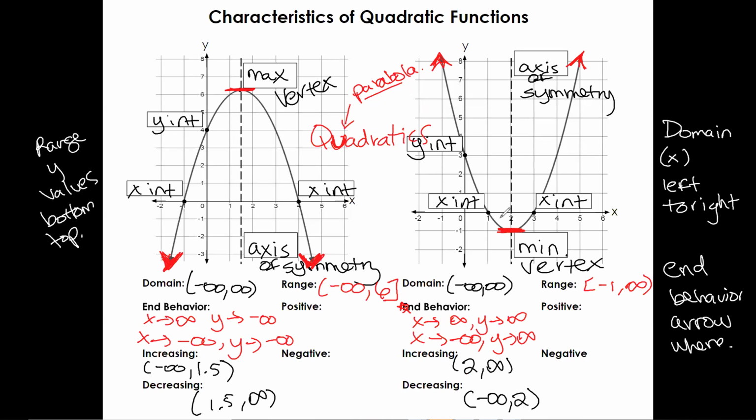Positive and negative is one that we often forget. Positive and negative is where is it above the x-axis and where is it below the x-axis. So looking at this one, it's positive when it's above the x-axis. So from -1 to 4, it's positive. It's negative when it's below the x-axis. So it's below from -infinity to 4.